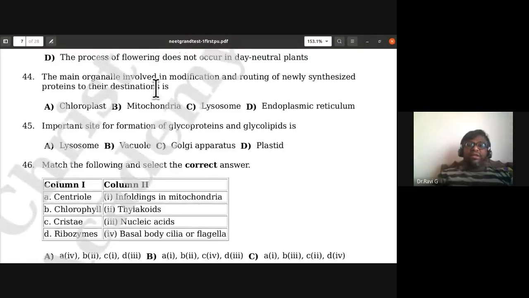The main organelle involved in modification and routing of newly synthesized proteins to their destination is: chloroplast, mitochondria, lysosome, endoplasmic reticulum. The answer is endoplasmic reticulum. So 44th, D is the answer.